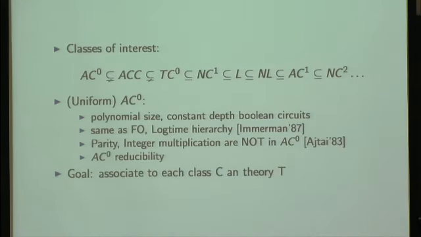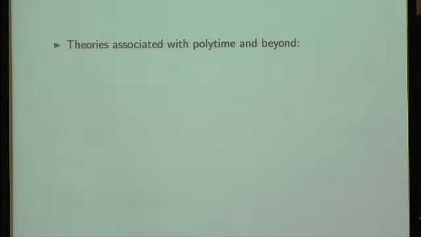What I mean by a theory associated with a class is this: we want to obtain a first-order theory T for each class C, so that the provably total functions in T are precisely the functions in the class C. Theories for polytime and the polynomial hierarchy have been developed and well studied.